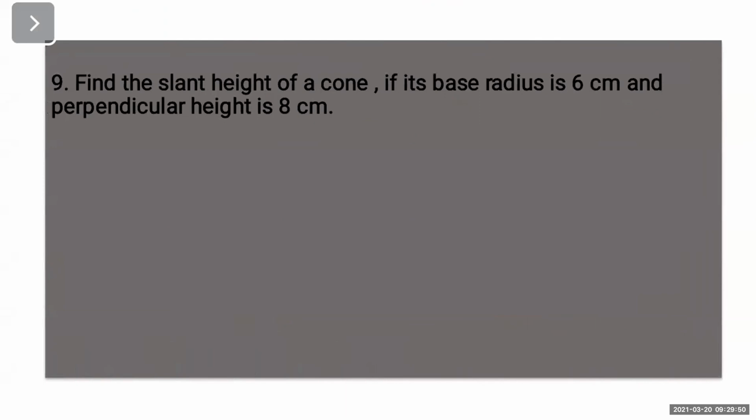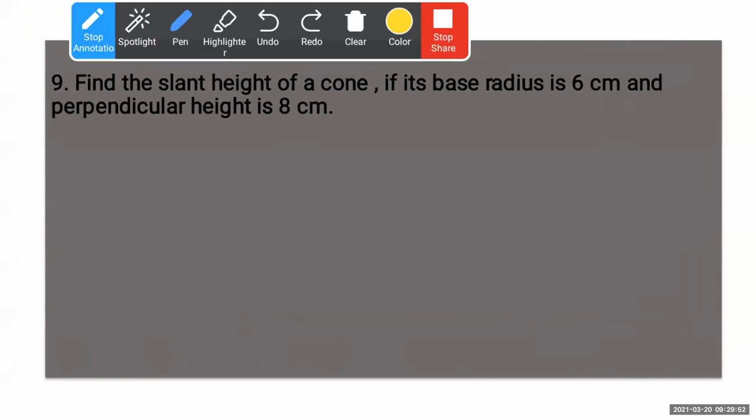Next question. Find the slant height of a cone. I have taken one question. Now here, slant height of a cone. Slant height means what? I have to find out L. If its base radius is 6 centimeter and perpendicular height is 8 centimeter. As I told you, the slant height formula is what? L square is equal to R square plus H square.